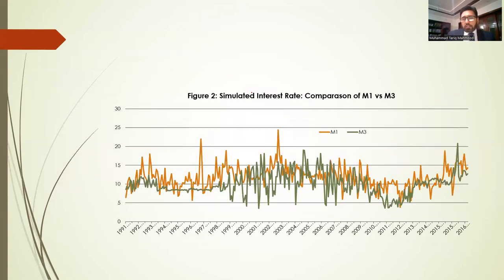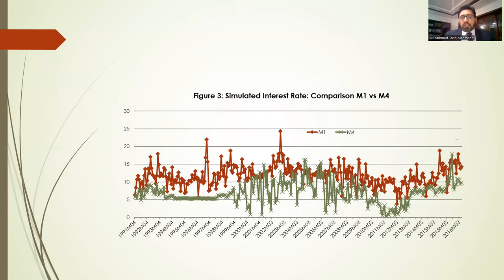Similarly, model 1 versus model 3, we see that model 3 is much smoother than model 1. In model 1, the interest rate is still very high, but the highest value of the model 3 simulated interest rate is 21, lower than model 2. And this is model 4, which assumes the simulated rate of interest of model 1, and this is the nonlinear interest rate. In the nonlinear interest rate, we have seen that it is approaching zero in some periods of time, around 2012 to 2013 or 14, but it is not approaching.